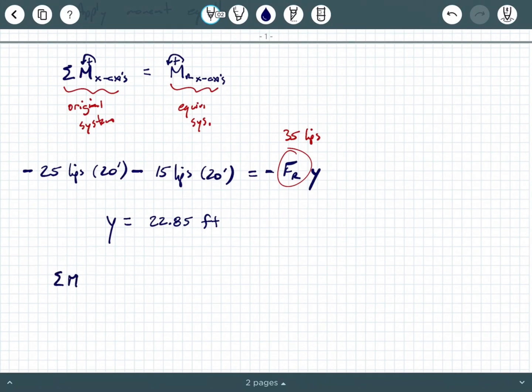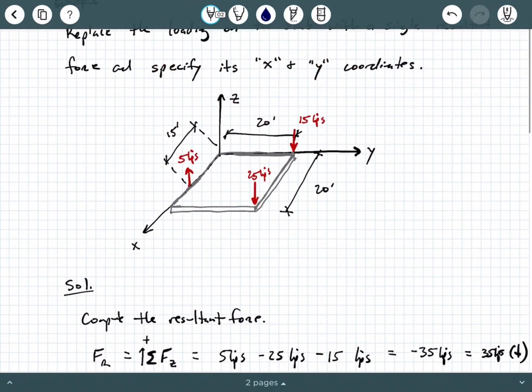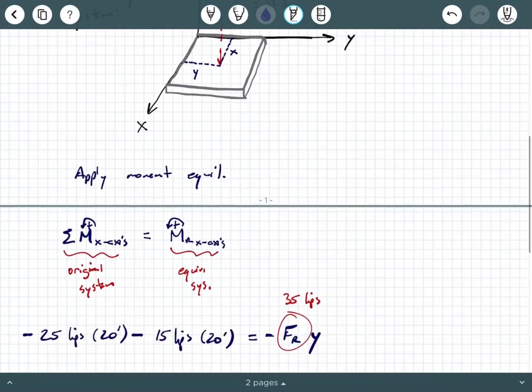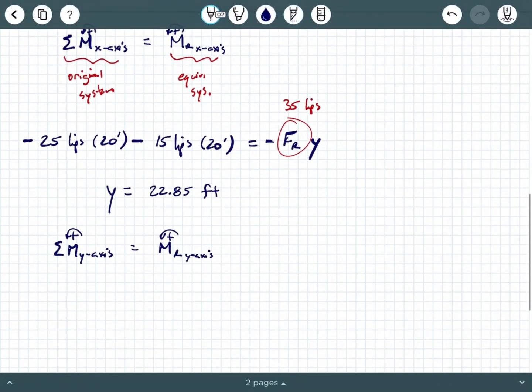We're going to do something similar. The sum of the moments about the y-axis equals the resultant moment about the y-axis. And in a similar way, let's look at the original system and how these forces are causing rotations about the y-axis. So we have 5 kips. If I look in the xz plane, I have 5 kips causing a clockwise tendency of rotation, and 25 kips causing a counterclockwise tendency of rotation.